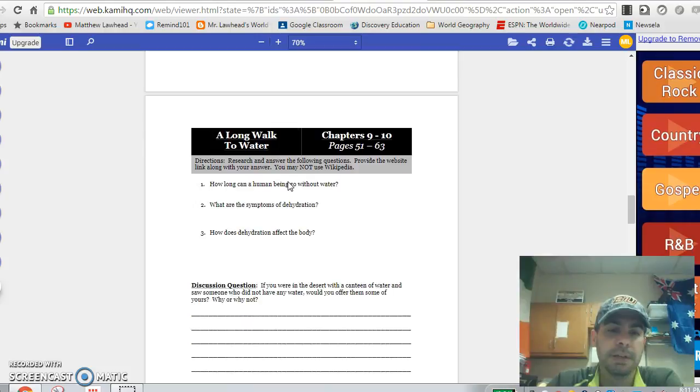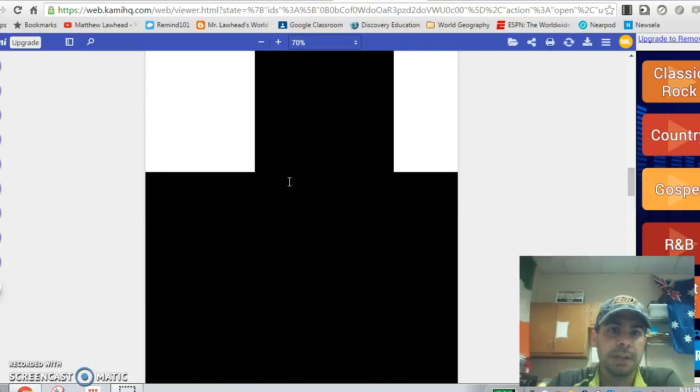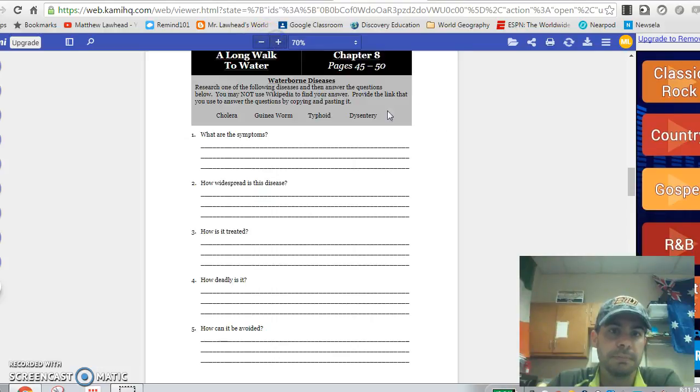Let me get to the right page. Sorry, page 8 doesn't appear to want to really show up here. Okay, here it is, and this is what your packet looks like. Questions are here about waterborne diseases. It asks you to pick one of these 4, and a lot of people like guinea worm, and a lot of people like cholera. Those are the 2 that are most popular.